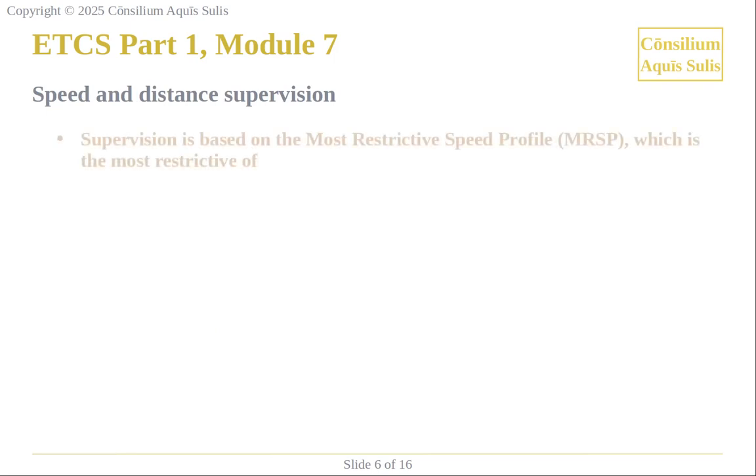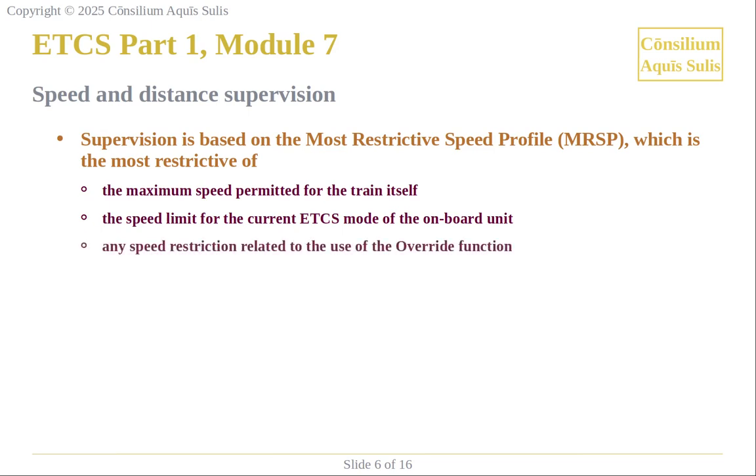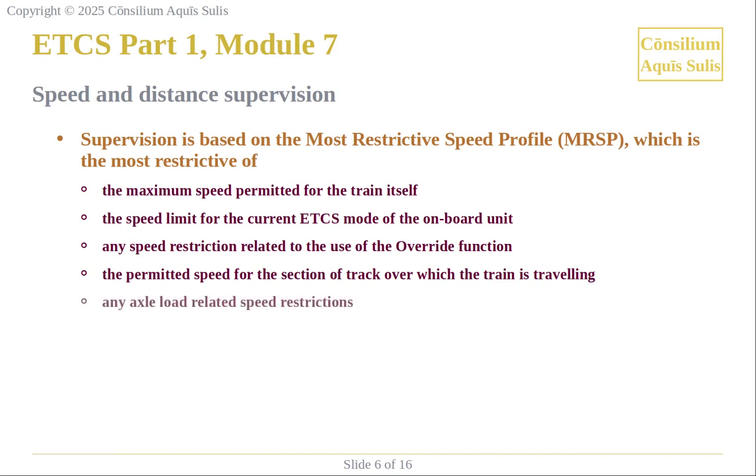Supervision is based on the most restrictive speed profile, MRSP, which is the most restrictive of the maximum speed permitted for the train itself, the speed limit for the current ETCS mode of the onboard unit, any speed restriction related to the use of the override function, the permitted speed for the section of track over which the train is travelling, any axle load related speed restrictions, any temporary speed restrictions in force for that section of track.